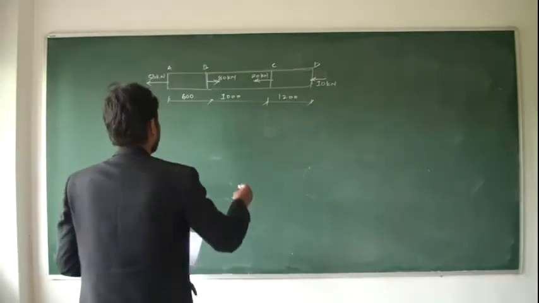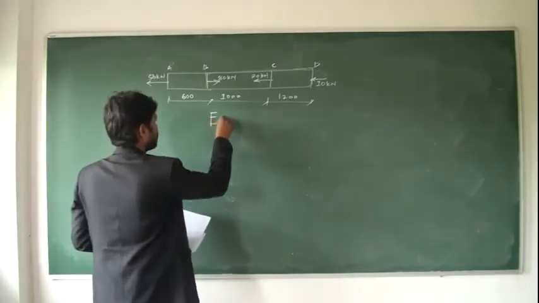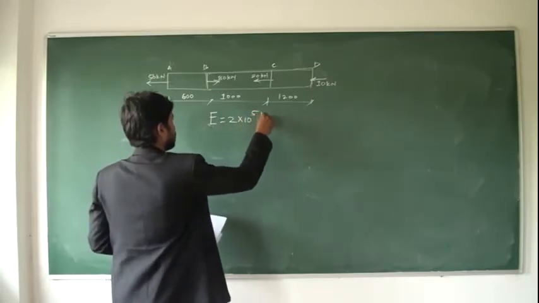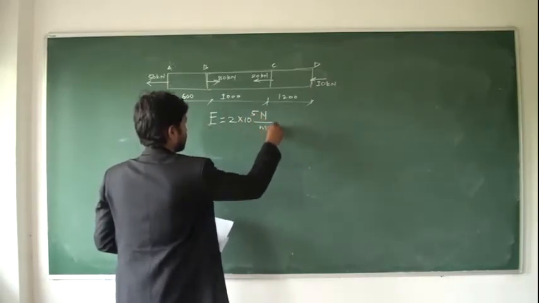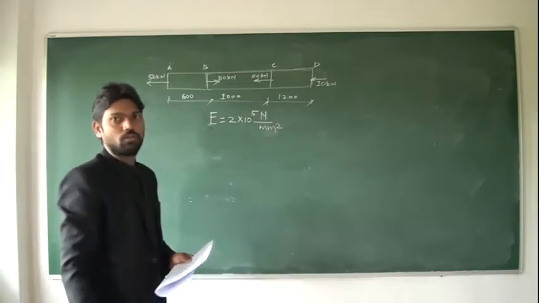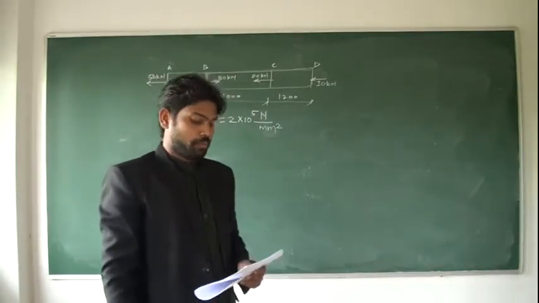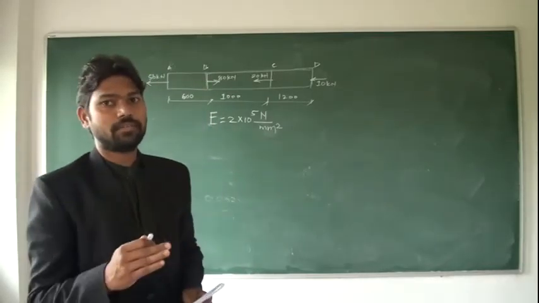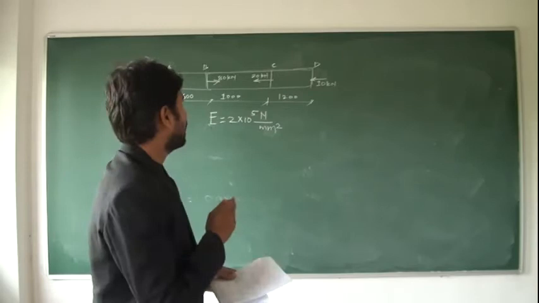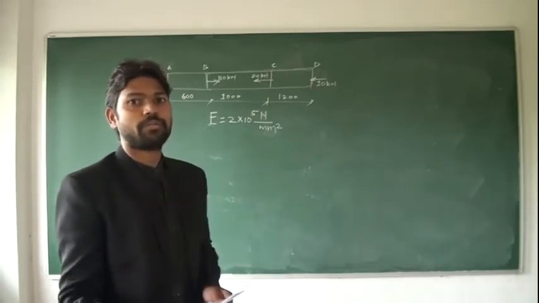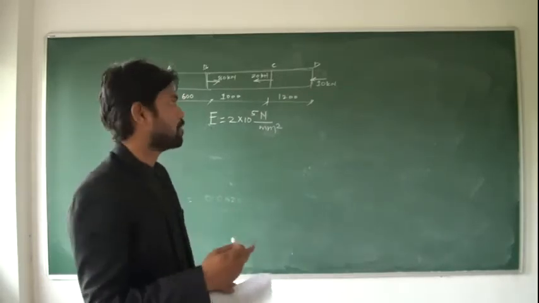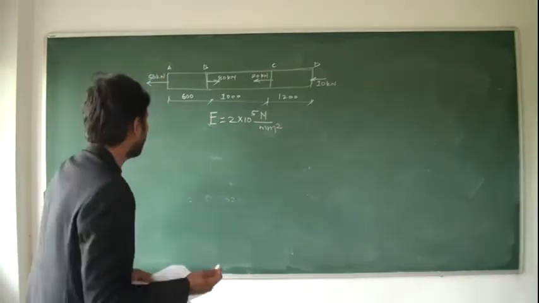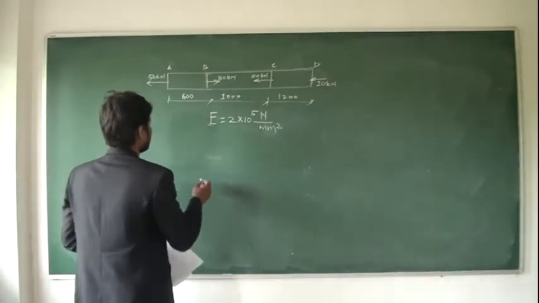Young's modulus is given. E is equal to 2 into 10 raised to 5 Newton per mm square. Now the cross-sectional area of the bar is the same throughout the length. What is the difference? The force is different at different parts. For the AB part the force is different, for the BC part the force is different, and for the CD part the force is different. So how to solve such examples? For that you have to consider each part separately.